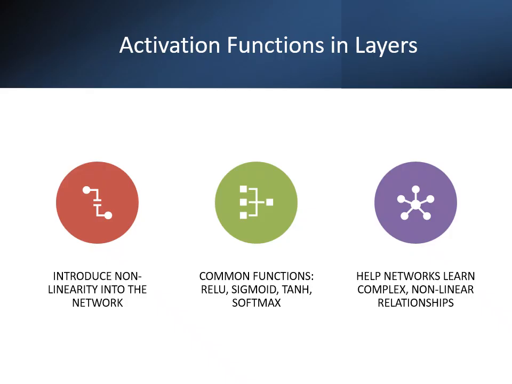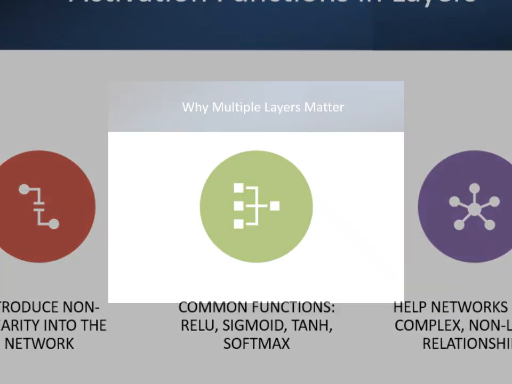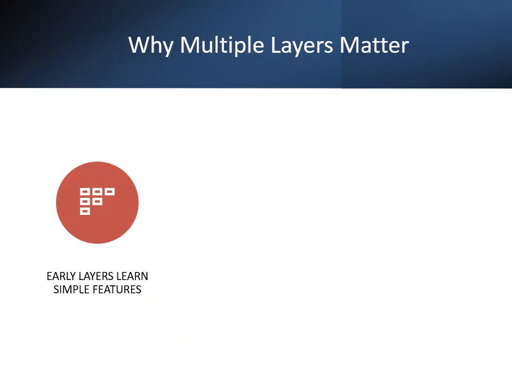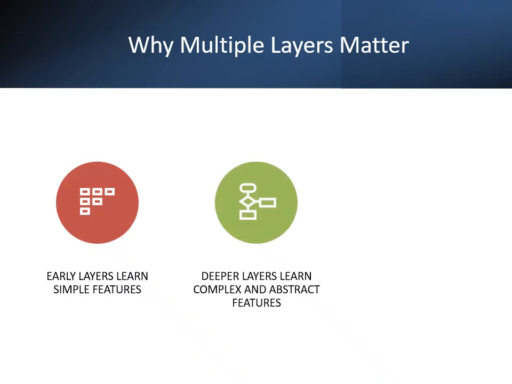Why multiple layers matter? Multiple layers are what make deep learning truly deep. Early layers learn simple features, like edges or shapes. Deeper layers learn complex patterns, such as faces or objects. This layered learning approach is used in advanced models like CNNs and transformers.